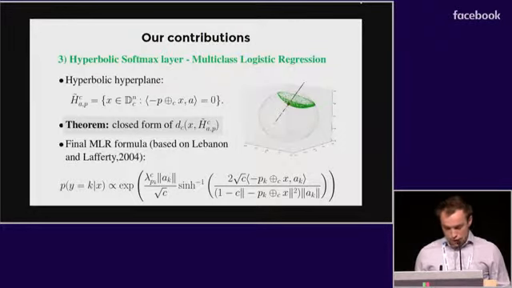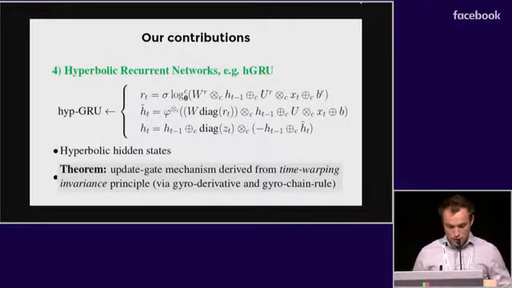We do this in a few steps. First of all, we generalize the notion of separation hyperplane to a hyperbolic hyperplane. And in our paper, we derive a closed form expression of the distance between a point and a hyperbolic hyperplane. Finally, based on previous work, we generalize the MLR formula, and we obtain a closed form expression that is also differentiable. We can backpropagate through it.